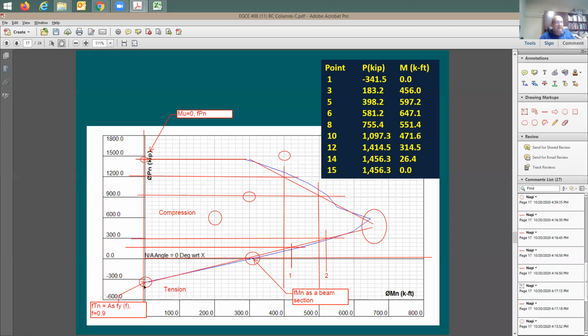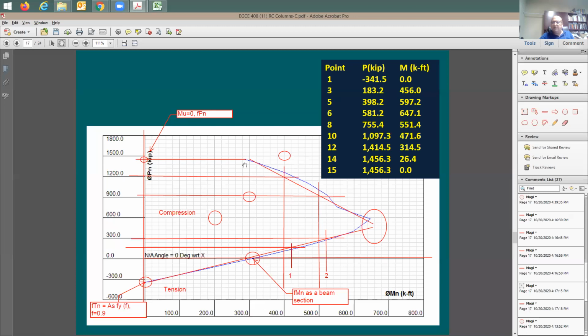Now, on this tension side, the strength is going to be equal to As times Fy multiplied by the phi factor, which is 0.9. So now how many points do I know of? Three points. I still have two points, this point and this point here.